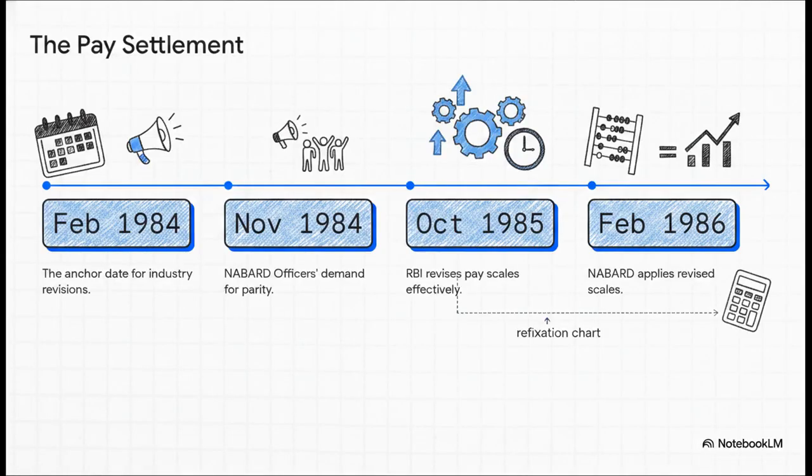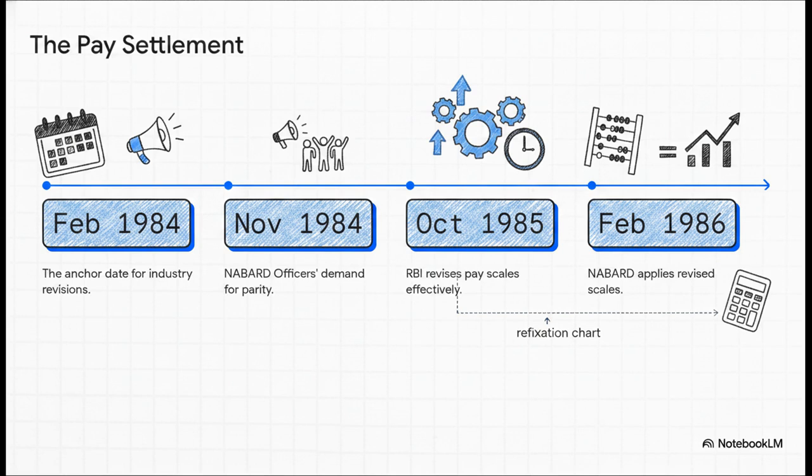To really ground ourselves in this, let's walk through the timeline. February 1, 1984 was that absolutely crucial anchor date. That was the effective retrospective date for pay revisions across the entire banking industry. By November 1984, the Nabard Officers Association was demanding a pay revision to mirror the Reserve Bank of India, the RBI. Then, in October 1985, the RBI officially revised its scales, again, backdated to that February 1984 anchor. Finally, in February 1986, Nabard took action.